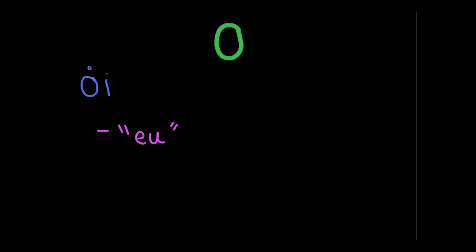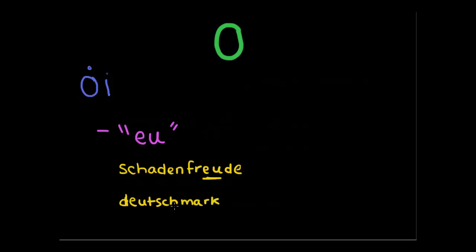A good example would be Schadenfreude. See the Freude, Schadenfreude, EU for the oi sound. Deutschmark also. You've probably heard of Deutschland and all the words pertaining to Deutsch, but Deutschmark is one. Deutsche Mark is a variant of this word.